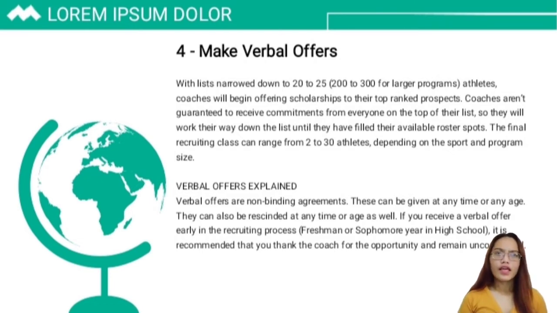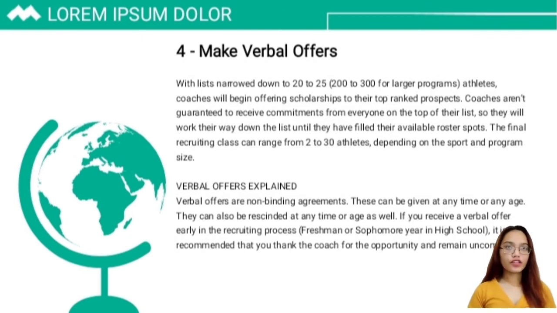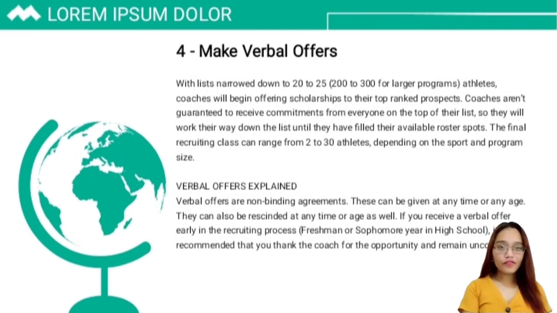For example, if an athlete was given a verbal scholarship offer their freshman year of high school, that offer can still be rescinded by the athlete's senior year of high school. This leaves the recruit in a tough spot if they haven't been communicating with any other schools. Offers usually become official when the athlete signs their national letter of intent, which typically occurs their senior year of high school. After all offers are made and accepted, a recruiting class can range from 2 to 30 athletes depending on the sport and division level.